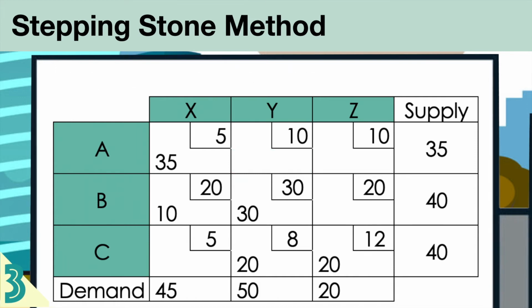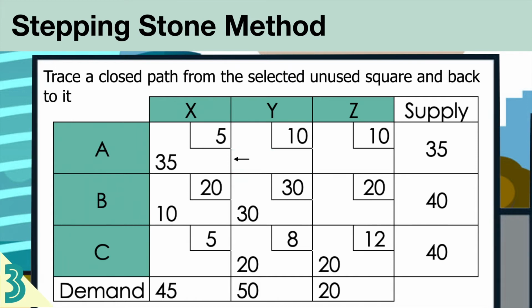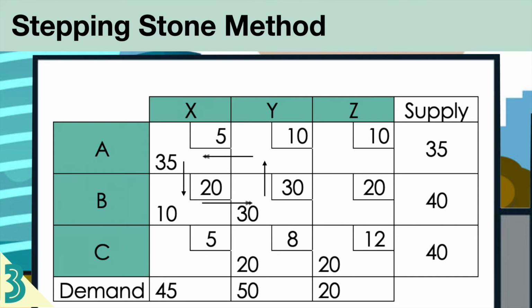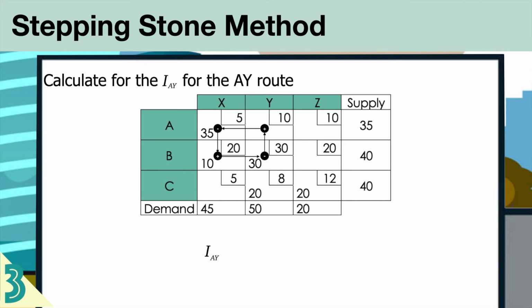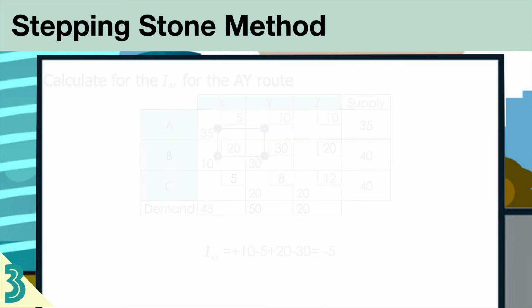Next, trace a closed path from the selected unused square and back to it. We are only allowed to trace a path with used squares. Place alternating plus and minus signs on each corner. Calculate the improvement index for the AY route, and we will get -5. Repeat for the other remaining improvement indices.